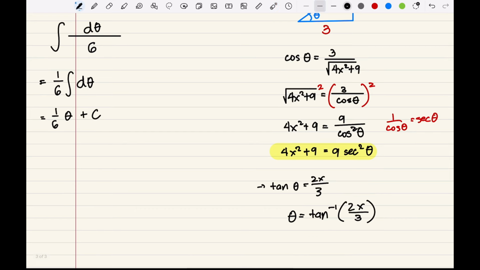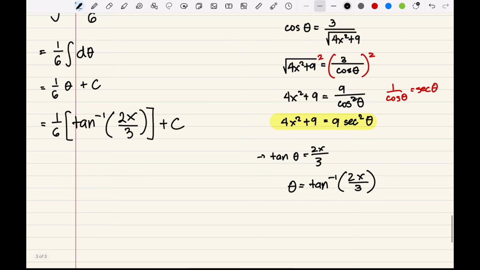So, we have, simplifying, 1 all over 6 times theta, which is equal to arctangent of 2x all over 3, and then we have plus c. So this is now our final answer. This is now our integral.